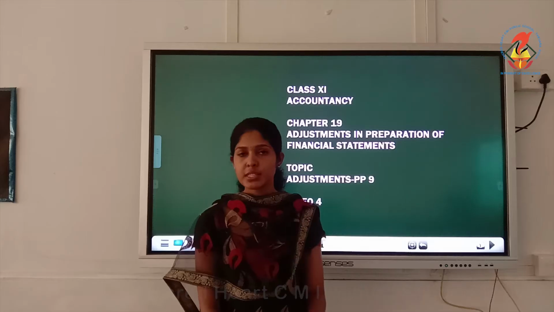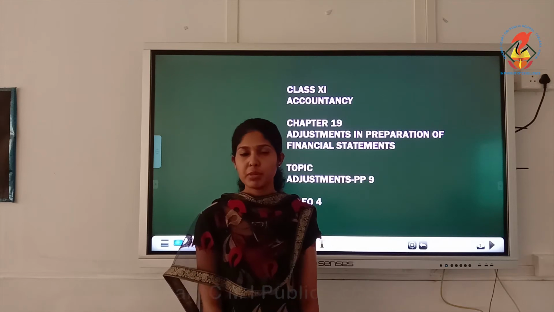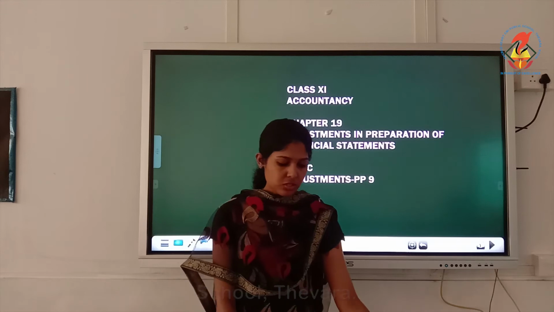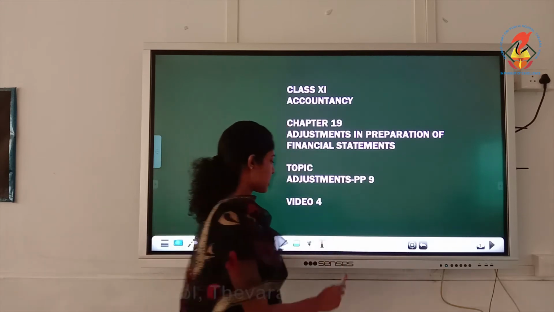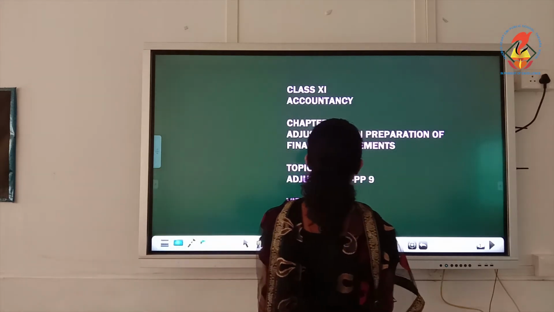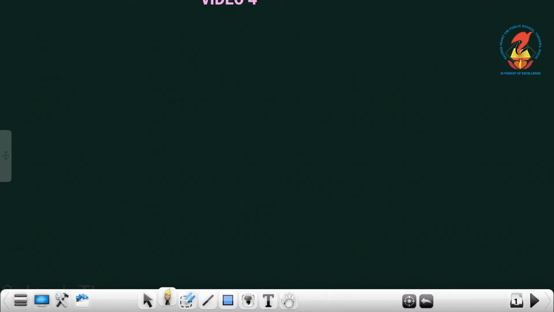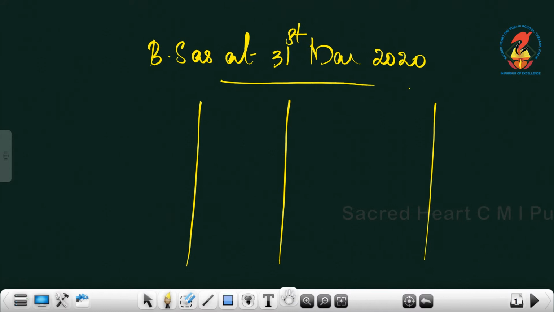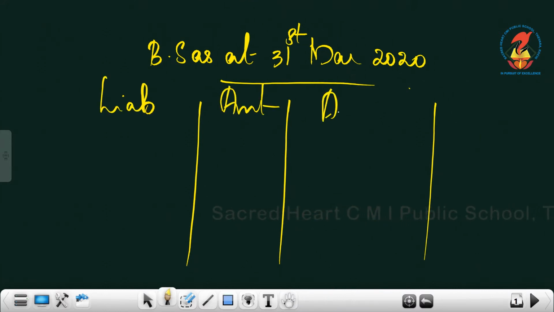We'll continue that same question, practical problem number 4, balance sheet we have to do. So draw the format of balance sheet. Balance sheet as at 31st March 2020. Always you must write the column headings also.